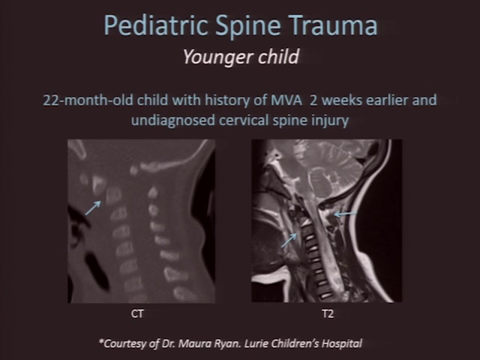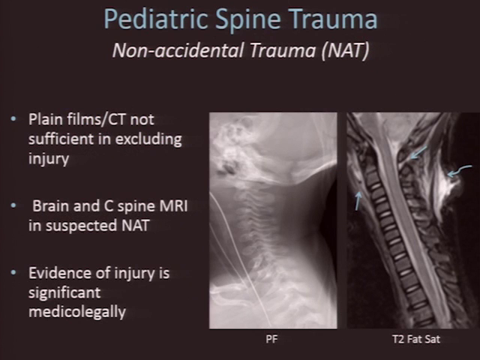So we need to be cautious and really think hard about performing MRI in these young kids that have cervical spine trauma. So this naturally segues into non-accidental trauma, which is the most common etiology for cervical spine injury in these young kids. So as Michelle mentioned, plain films and CT are not going to be sufficient in excluding injury. And we need to think about MRI. And if we're doing MRI of the brain, then we should be doing MRI of the cervical spine as well.